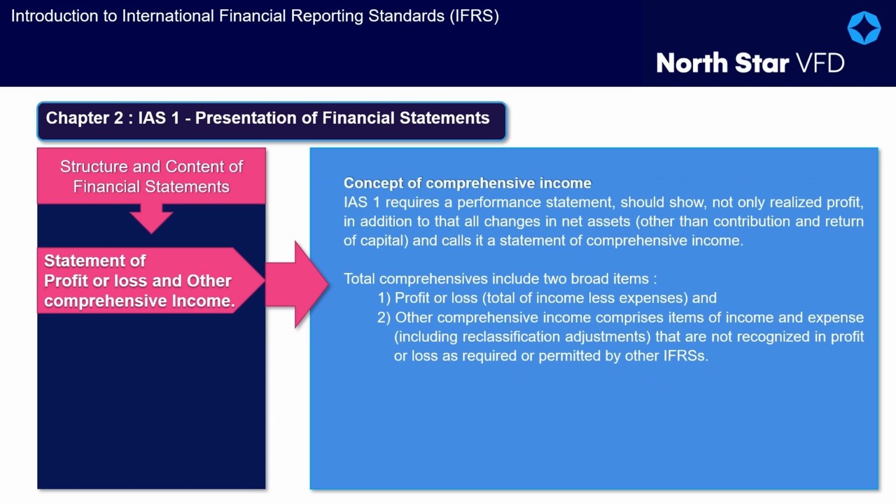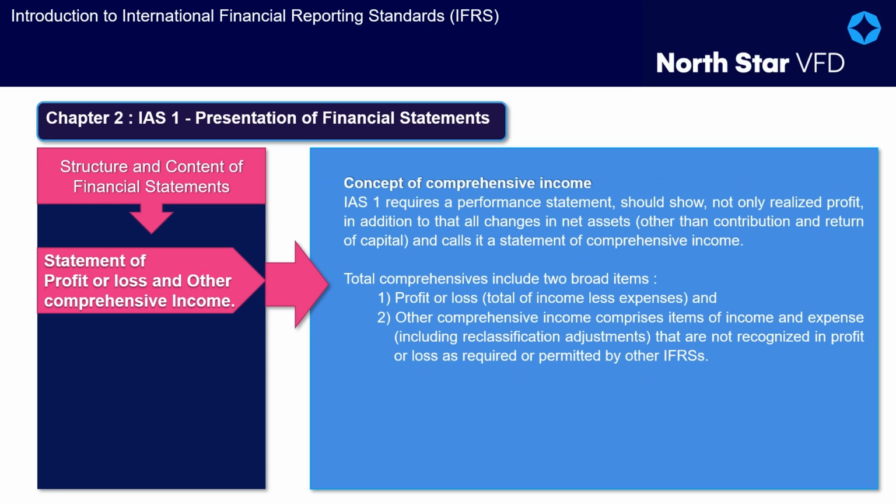We discussed the statement of financial position, now we will look into the statement of profit or loss and other comprehensive income. First, let us look into the concept of comprehensive income. IAS 1 requires a performance statement should show not only realized profit, in addition to that, all changes in net assets, other than contribution and return of capital, and calls it a statement of comprehensive income.